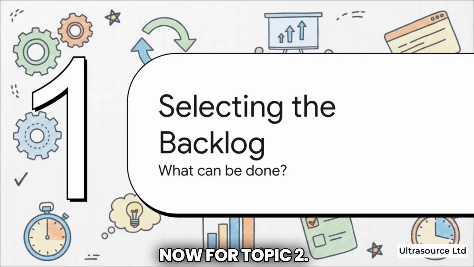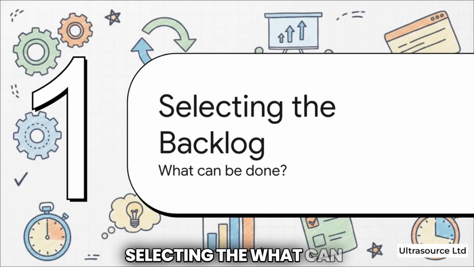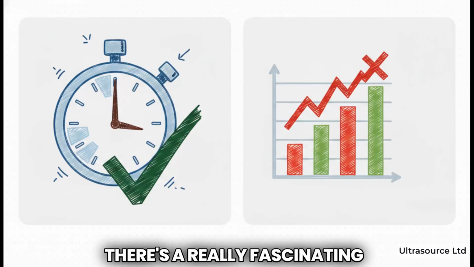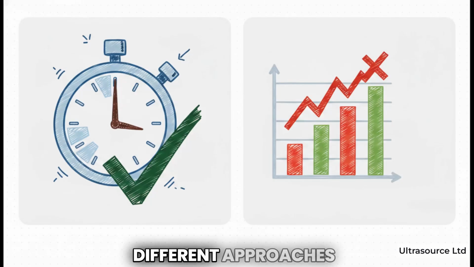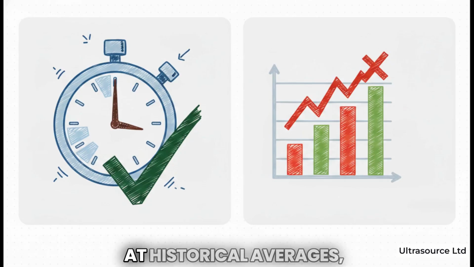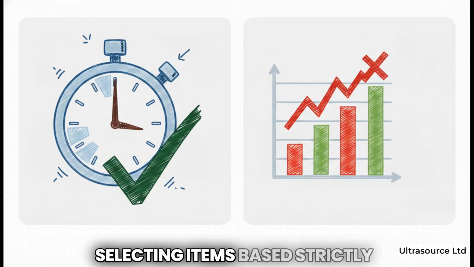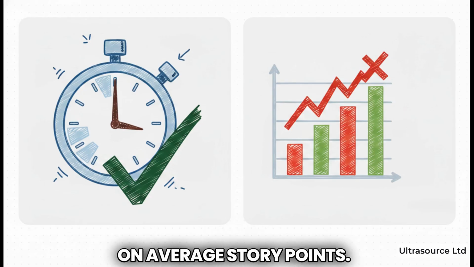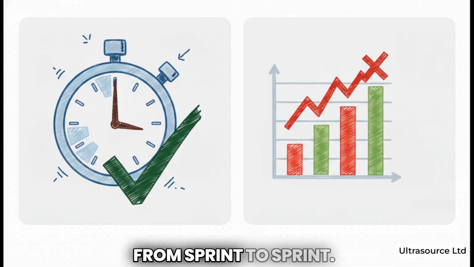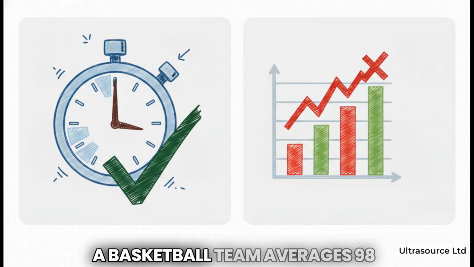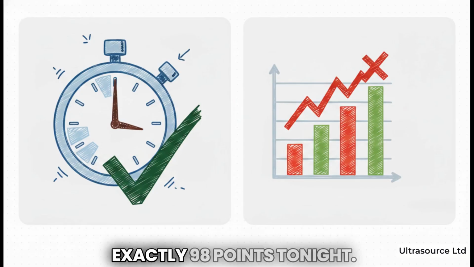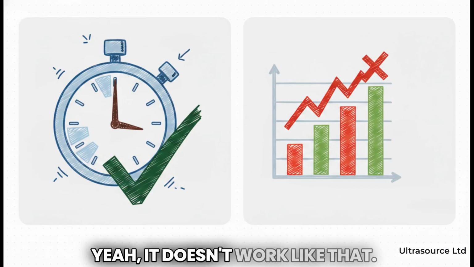Now for topic 2, selecting the backlog. What can actually be done this sprint? There's a really fascinating contrast between two very different approaches to answering this question. Velocity-based planning looks at historical averages, selecting items based strictly on average story points. But as we all know, velocity can arbitrarily bounce around from sprint to sprint. It's kind of like saying a basketball team averages 98 points a game, so they're absolutely guaranteed to score exactly 98 points tonight. Yeah, it doesn't work like that.